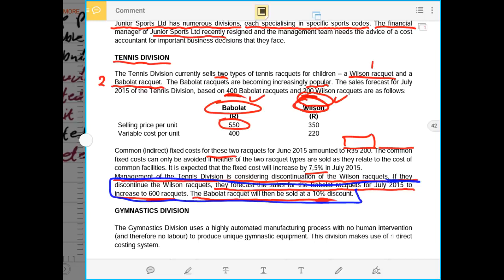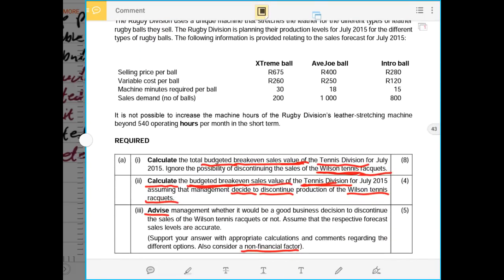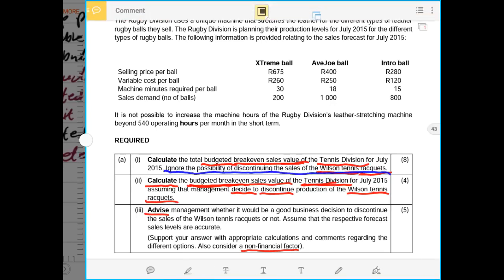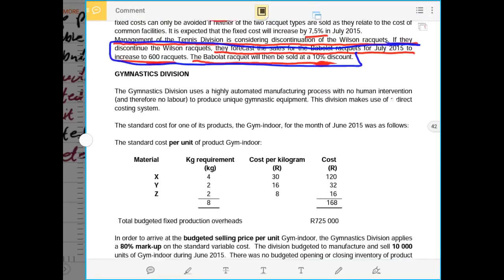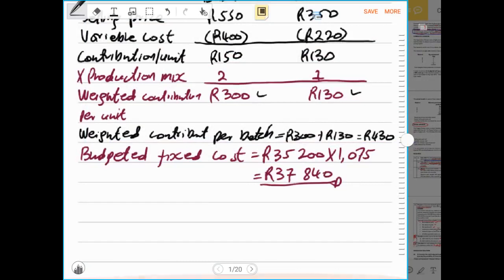So far, I want to read before the discontinuation because I am calculating the break-even point, ignoring the possibility to discontinue the sale. So now I don't want to be confused with the information relating to the discontinuation of the Wilson product because I am ignoring that in the first requirement. So now from this point, I can calculate my break-even sales for the two products.